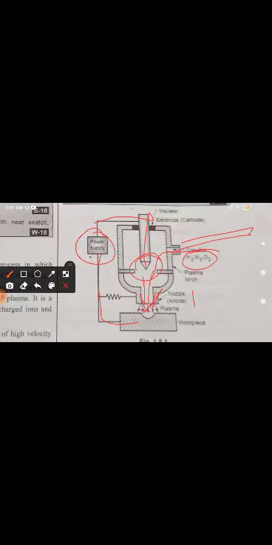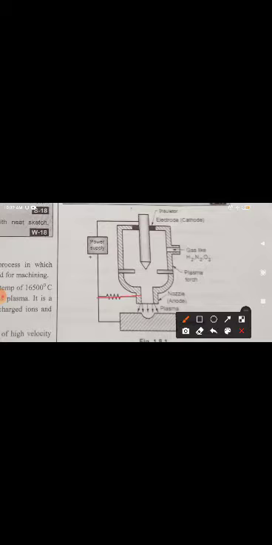Then plasma. Here is the negative terminal, and there is an insulator. Then positive is given to this workpiece as well as this casing. Positive charge is also given to the casing to ionize the gas and give speed to the ionized charge. Positive is given at two points, and negative is given to the electrode, which speeds up these electrons.